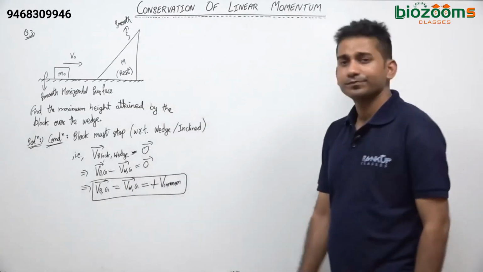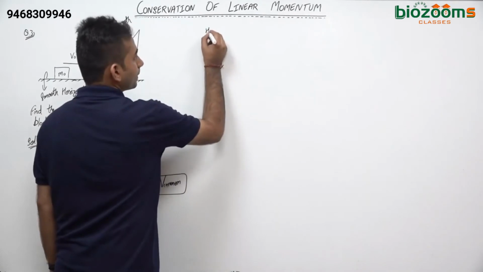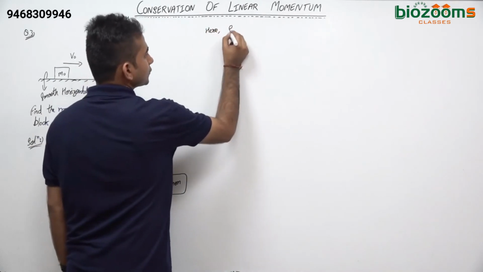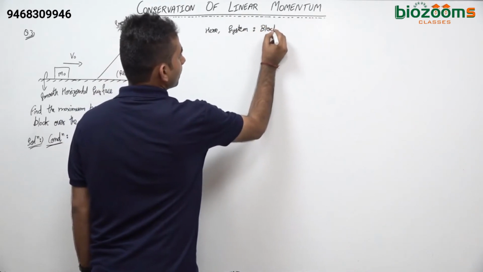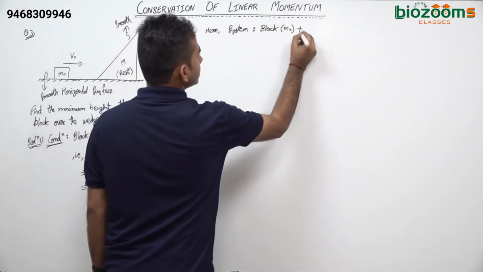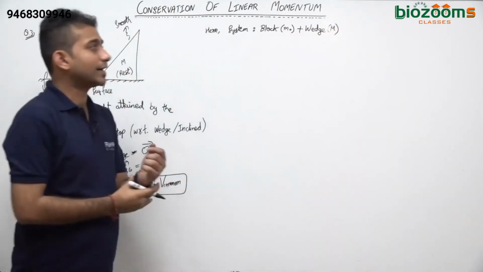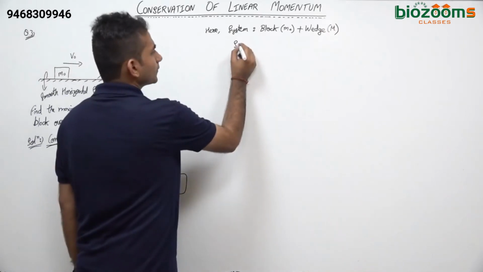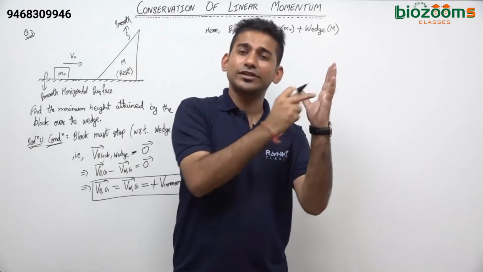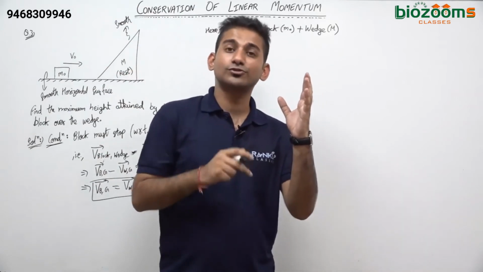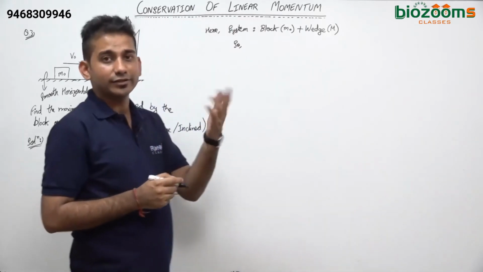Plus V common. Is that understood? Right? So can I say here, my system must be block M0 plus wedge of mass capital M. So why does the wedge start moving? Because when the block strikes the wedge, there is some normal reaction, a reaction force offered by the block on the wedge, and the same will be offered by the wedge on the block.